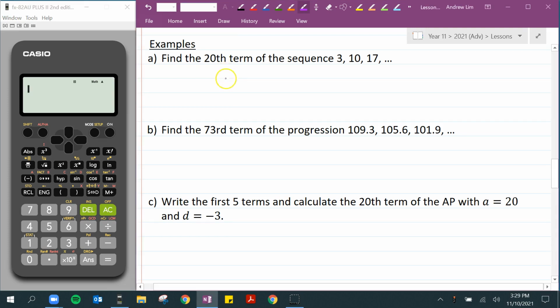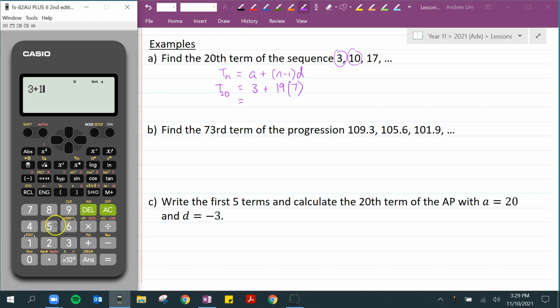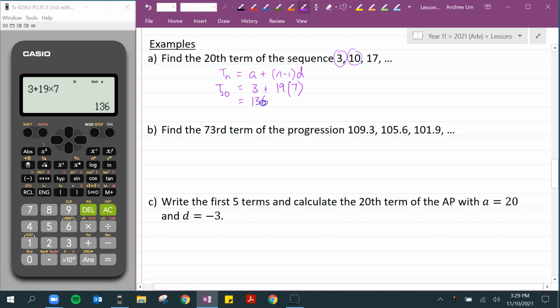The formula says that the nth term of an AP equals a plus (n minus 1)d. So if we want the 20th term, what's the first term? First term is 3. N minus 1 becomes 19. And the difference, 10 minus 3, that's 7. So we can put that in a calculator. 3 plus 19 times 7, 136. So the 20th term of that sequence is 136.